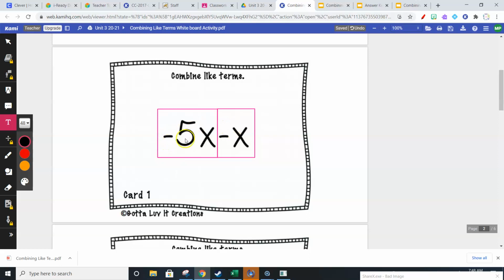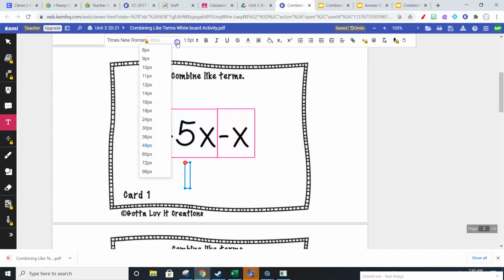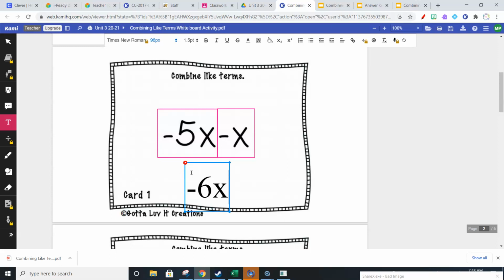So on these, they both have the same sign. They're both negative. So this is negative 5, this is negative, and it's an understood 1. So what we have a total of there is negative 6x. Okay, and that would be our answer, negative 6x. There's only one term here because they are both x's, and so then we were able to combine them together. So negative 5 and negative 1 equals negative 6.